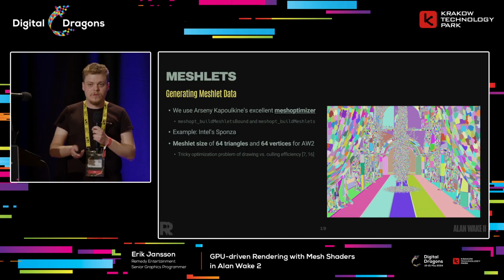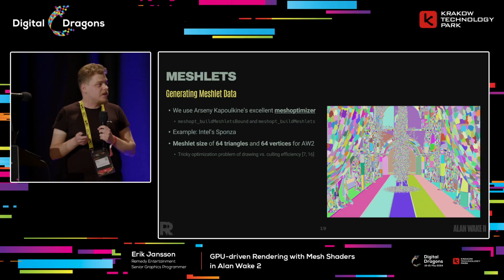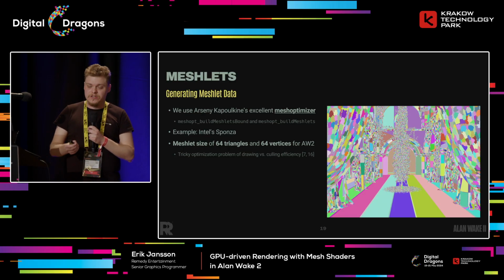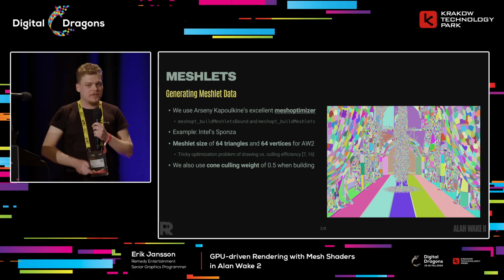So for your games, be sure to try out and just don't take these numbers to heart. The real thing here is try it on your game and see how it performs in a production scenario, not in a synthetic test scene. We also use something called cone culling, and we provide a weight. I'll talk about this cone culling in a bit.